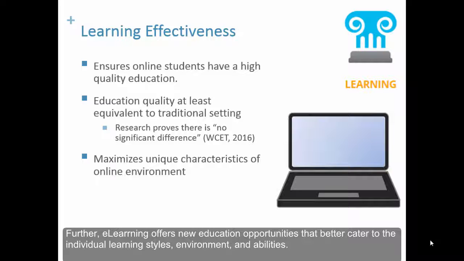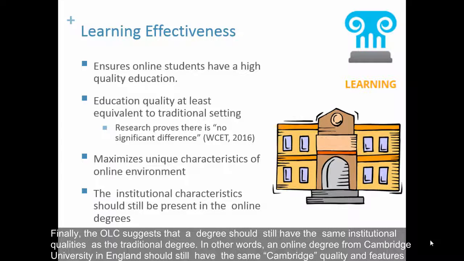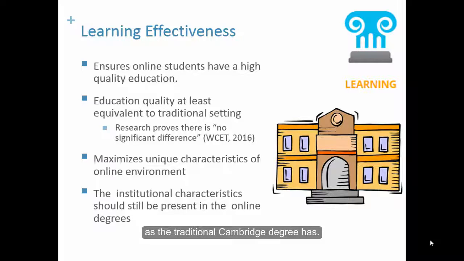Further, e-learning offers new education opportunities that better cater to the individual learning styles, environment, and abilities of students. Finally, the OLC suggests that a degree should still have the same institutional qualities as the traditional degree. In other words, an online degree from Cambridge University in England should still have the same Cambridge quality and features as the traditional Cambridge degree has.